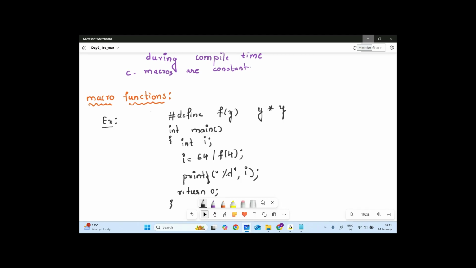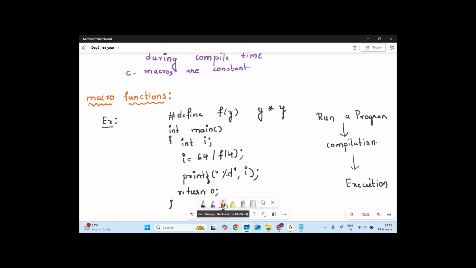Now, remember the rules of macros. Whenever you execute a program, two things will happen. First, compilation. Once compilation is done, execution happens. Everybody knows this process, right? You will write a program, first you will compile it and then you will execute it.